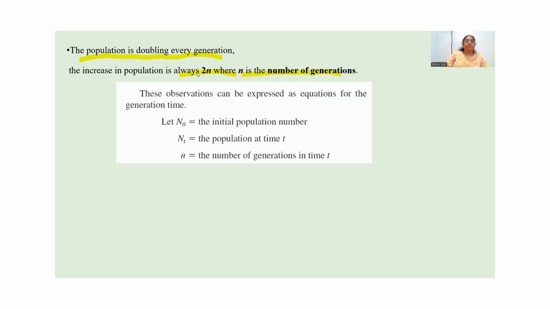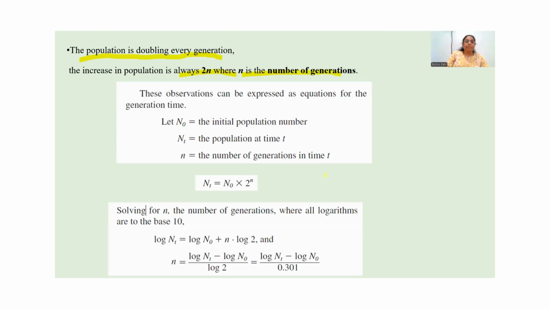Now, this observation can be expressed as an equation for the generation time. Here, N0 is equal to the initial population number, Nt is the population at time t, and n is the number of generations in time t. The equation is Nt = N0 × 2^n. So Nt is the population at time t, N0 is the initial population, and n is the number of generations in time t.